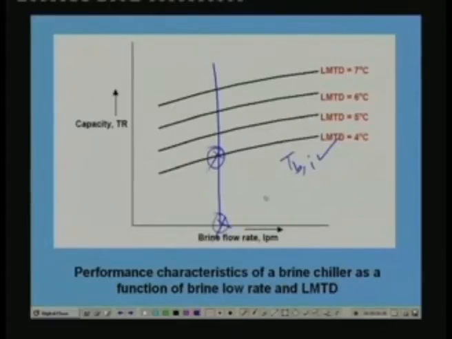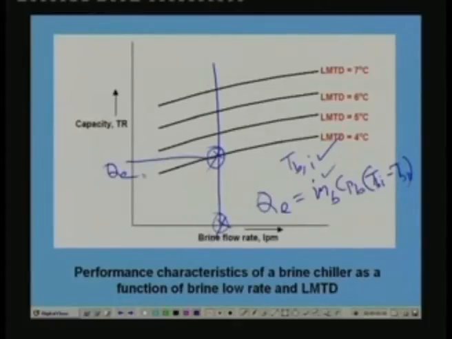Then you can write from the energy balance, QE is equal to mass flow rate of the brine into Cp of the brine into (brine inlet temperature minus brine outlet temperature). Since you know the flow rate, m dot b is known and LMTD is known, so you can find out QE. So QE is known to you, and m dot b is known to you. Cpb can be obtained from the property data. TBI is fixed, so you can find out TBO. So first you can find out what is the outlet temperature of the brine.